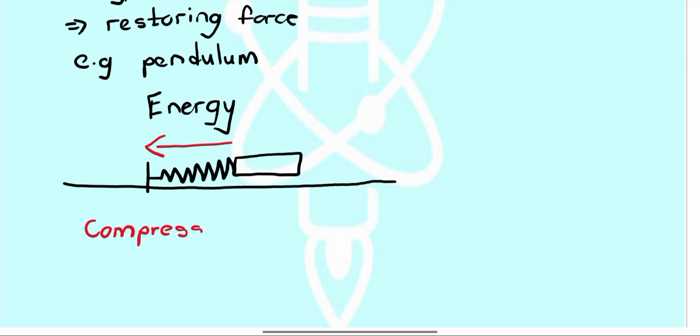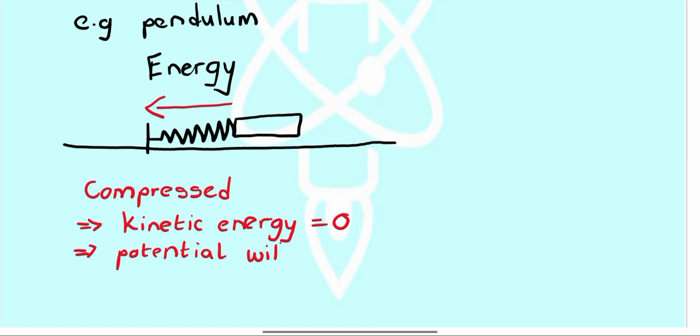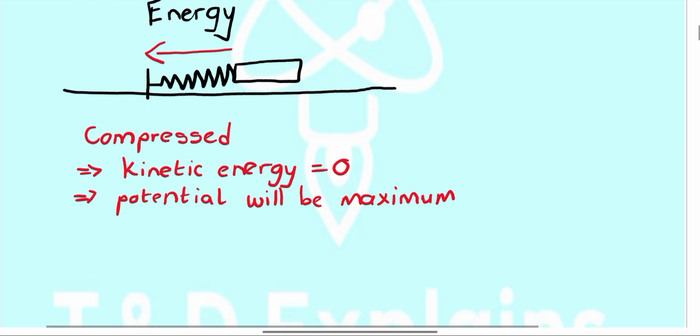When something is not moving, its kinetic energy is zero. But how about potential energy? Potential energy will be at its maximum when the spring is fully compressed.